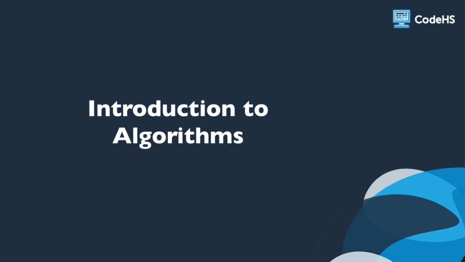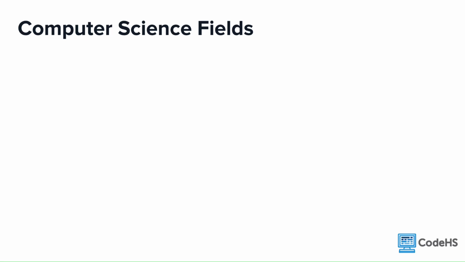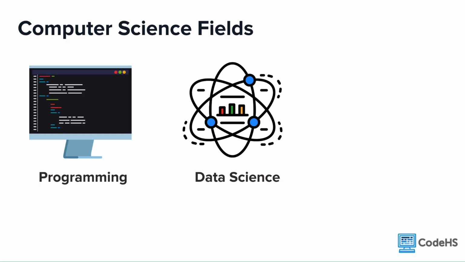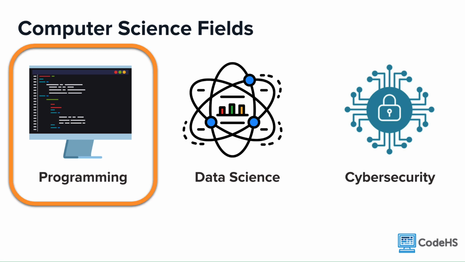Hi, let's talk about the study of computer science and algorithms. Computer science is the study of how computers work and how we can use them to solve problems. There are many different fields in computer science, including programming, which is giving instructions to a computer, data science, which uses programming to analyze large amounts of data, and cybersecurity, which is about understanding how networks work and how to keep them secure. In this course, you will be focusing on the field of programming.